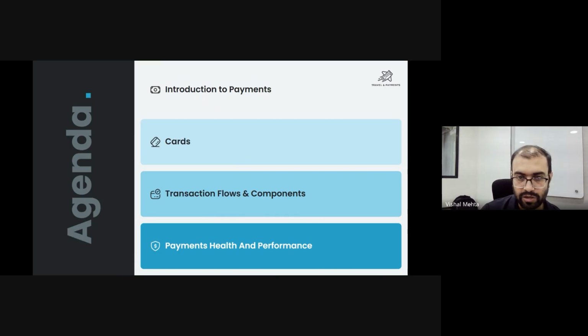First, we are going to do an introduction of payments very briefly. We'll get into the cards, what the different types of cards are, and then comes the most important topic, which is transaction flows and components. And then we'll also talk about payments health and performance. We'll try to wrap this up in say 30 to 35 minutes, and then we'll leave about 10 to 15 minutes for questions as well.